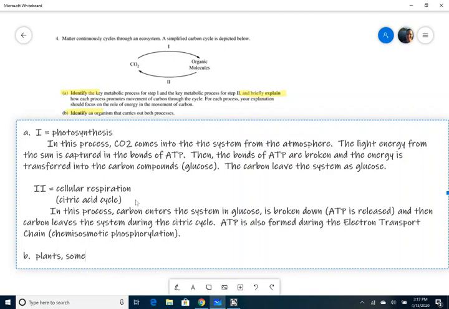It is some bacteria, some protists, some fungi. The only thing that it really couldn't be is like animals because we don't do photosynthesis.